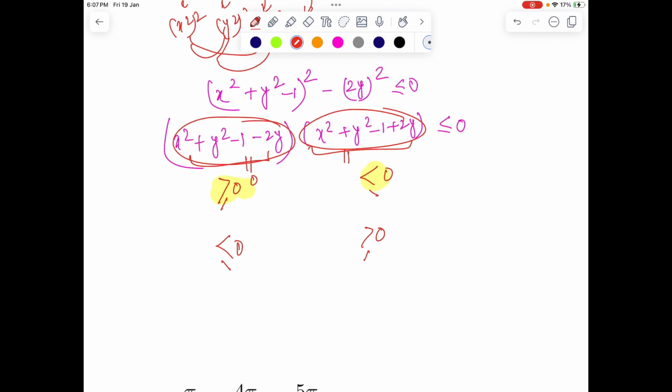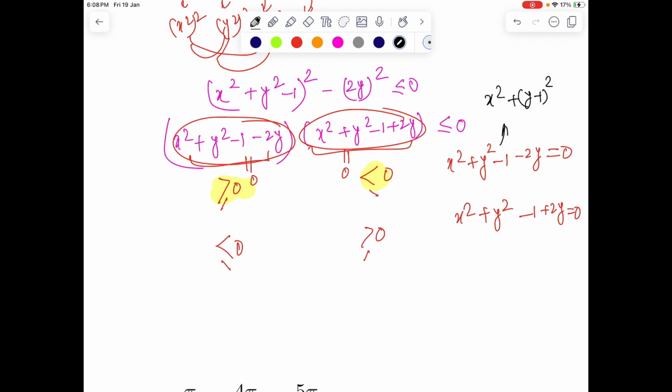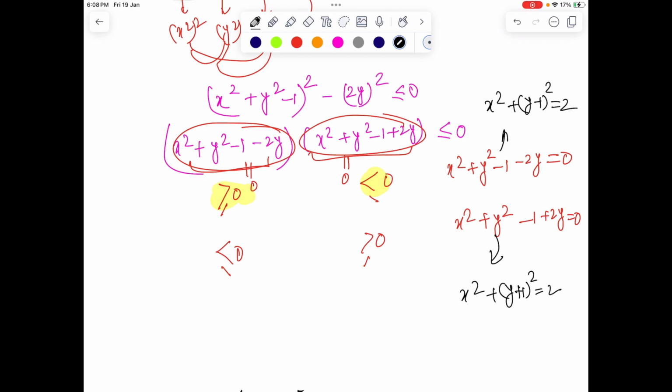Before we analyze this, it's better to see at what values each expression becomes 0. In order to solve an inequality, we always first solve the boundary line, and then we see whether it's in the above region or below region, right? So for this equals 0, what does each equation represent? Clearly you can see this is a circle, because I can make a perfect square: x square plus (y minus 1) whole square equals 2. The other one is x square plus (y plus 1) whole square equals 2.